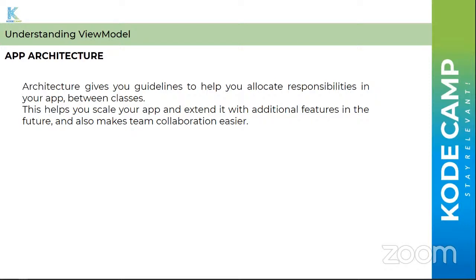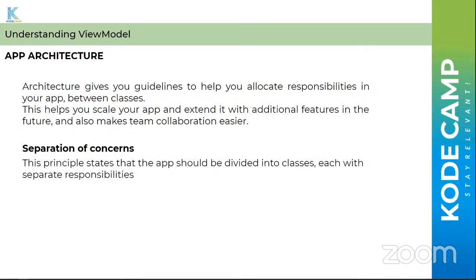Now, the most common architectural principles that we have, there are two. The first one is what we call separation of concerns. This principle states that the app should be divided into classes, and each of them should have separate responsibilities. This is self-explanatory: divide your app into classes and let each class have its own responsibility. That's one of the most common architectural principles that we are going to be looking at.